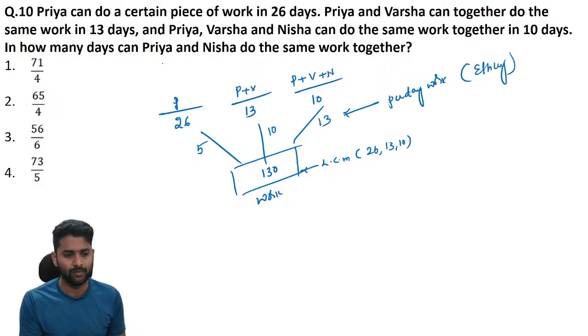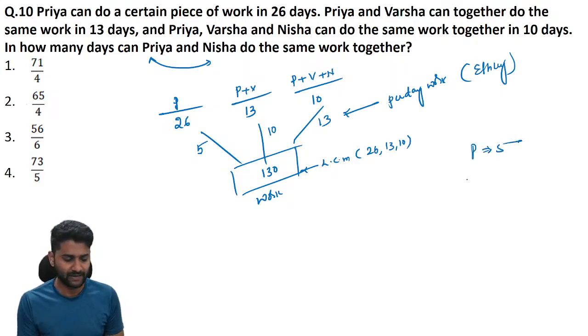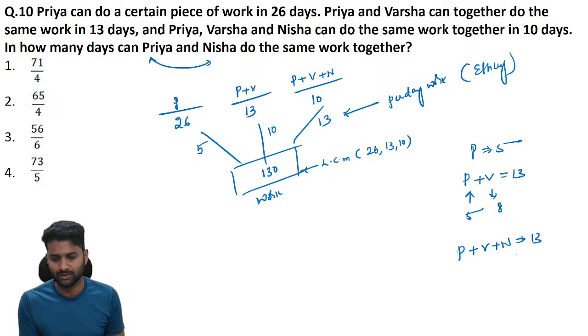Another question: how many days do Priya and Nisha take to do the same work? We know that P's efficiency is 5, which means that person can complete 5 units per day only. P plus V efficiency is 13. If P is 5, V must be 8. In the same way, P plus V plus N is equal to 13. Sorry, it's 10, right? Sorry, P plus V is 5 and N must be 3 units.